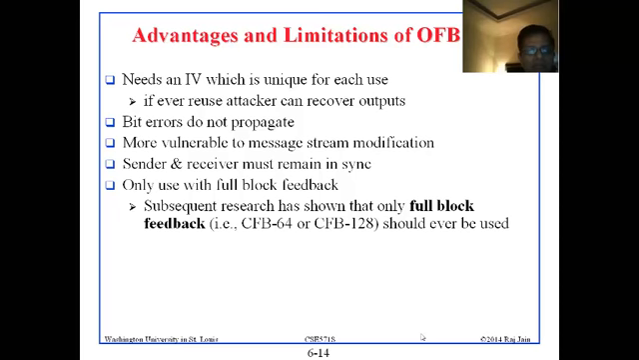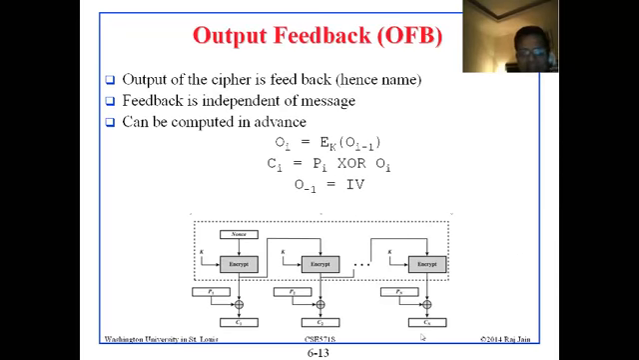Bit errors do not propagate. Another advantage is that if you get one bit error in any block after transmission, that will affect only that block, because we don't use the ciphertext C2 or CN or anything for the next block, right?